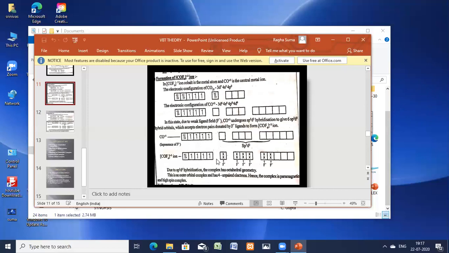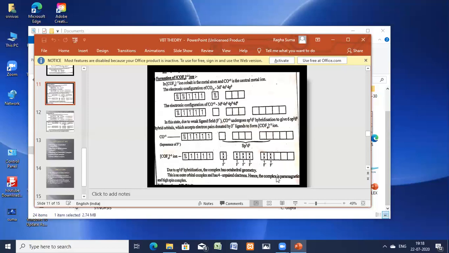Now the fluoride ligands approach the central metal atom's hybrid orbitals. Each fluoride will give a pair of electrons. 6 fluorides give 6 pairs of electrons to the 6 hybrid orbitals. Therefore, the cobalt hexafluoride anionic complex is formed. So this is the way it has formed. Now you can see the single electrons. How many single electrons? 4 single electrons. So therefore unpaired electrons are 4.